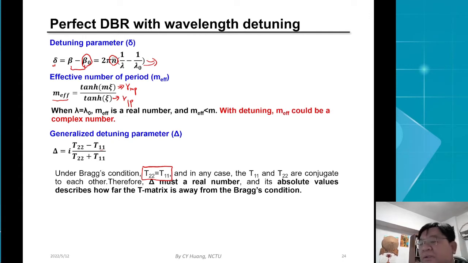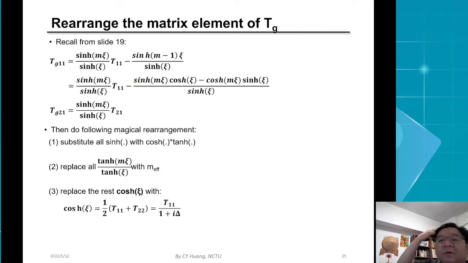Okay, so this is a more general explanation of what the generalized detuning parameter is. But in this case, we are not going that far. We are just going to discuss the detuning of a designed Bragg's condition with different wavelengths. So now we just took the upper delta here as a way of notation simplification.